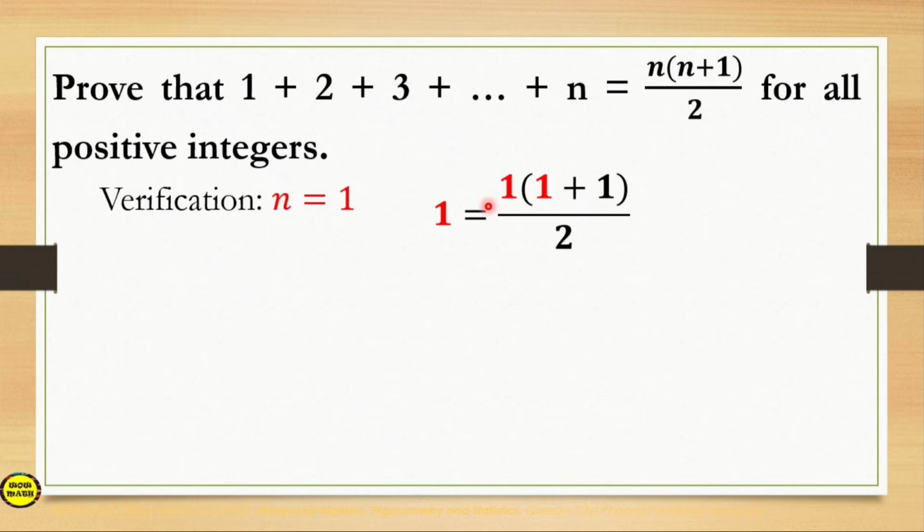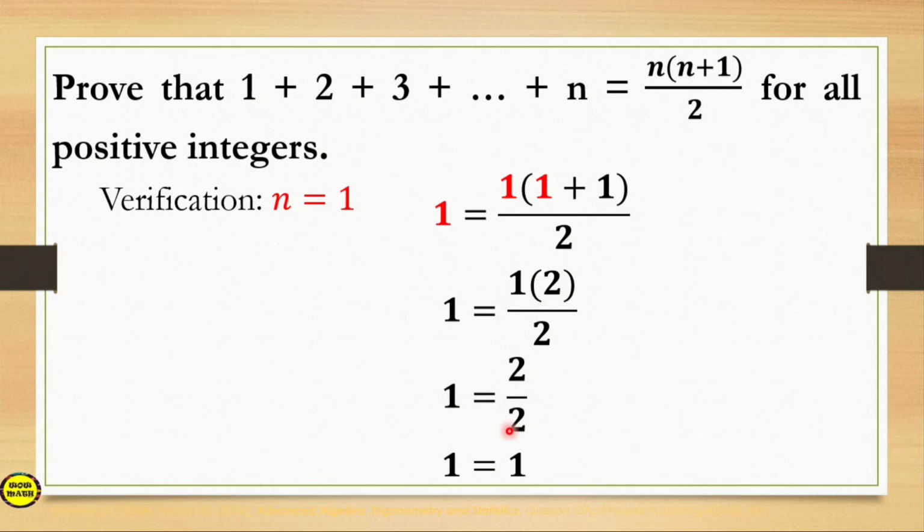So, 1 is equal to 1 times the quantity of 1 plus 1, and then add natin yung nasa loob ng parenthesis. So, 1 plus 1, that is 2, multiply sa 1 dun sa labas. So, 1 times 2, that is 2. Divide 2, the answer is 1. So, as you can see, class, they are equal. So therefore, the formula is true for n is equal to 1.